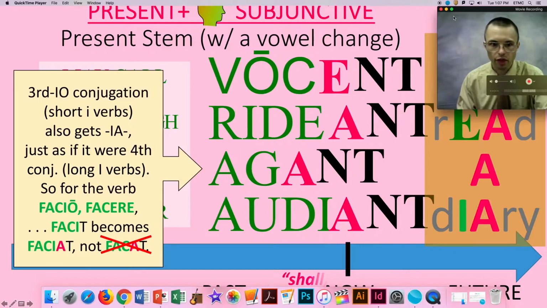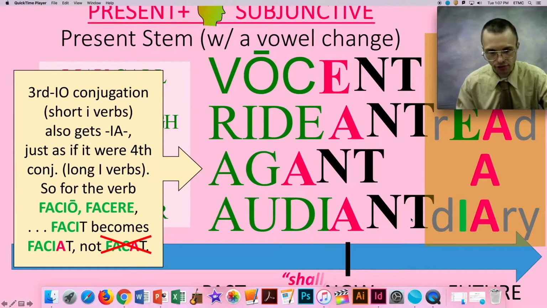Just a reminder here, third IO conjugation is actually treated as if it were fourth conjugation. So facit becomes faciat, like down in the last row, and not facat, like in the third row.